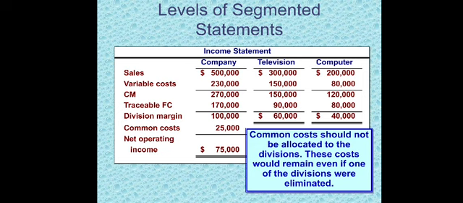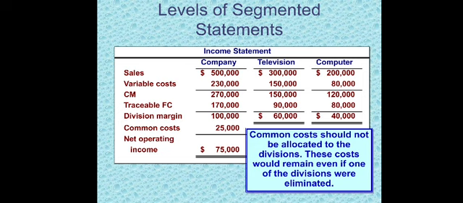So always remember, when you prepare an income statement for segments reporting, you only can divide or allocate the traceable fixed cost to the segments, but you cannot allocate or divide the common costs. See, the blue box, common cost should not be allocated to the division. This cost will remain even if one of the divisions were eliminated.